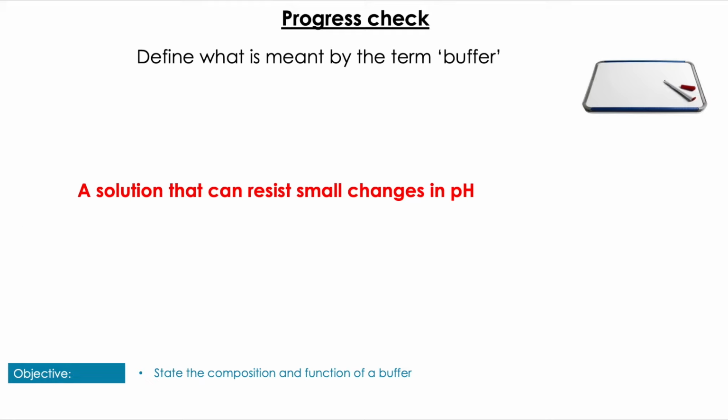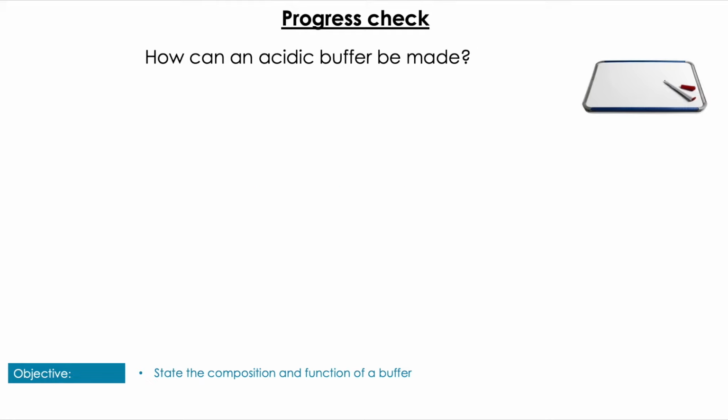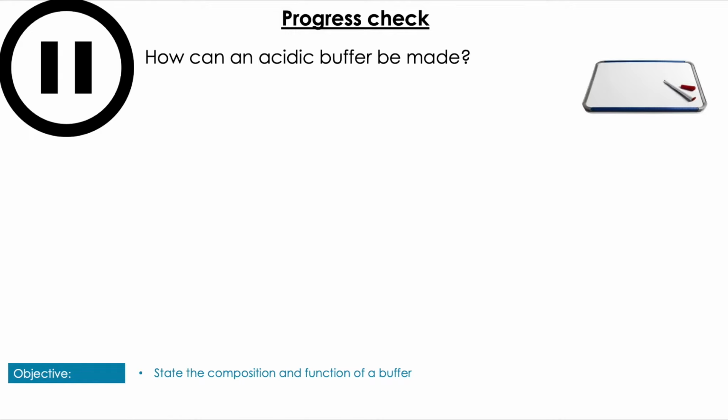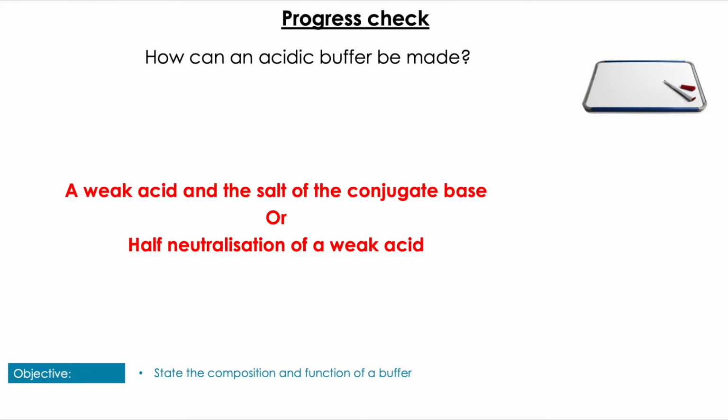Okay, next question. How can an acidic buffer be made? Pause the video here to give yourself some time for that. Pop 'em up! Hopefully you mentioned either one of the two methods, adding a weak acid and a salt of its conjugate base together, or the half neutralization of a weak acid.